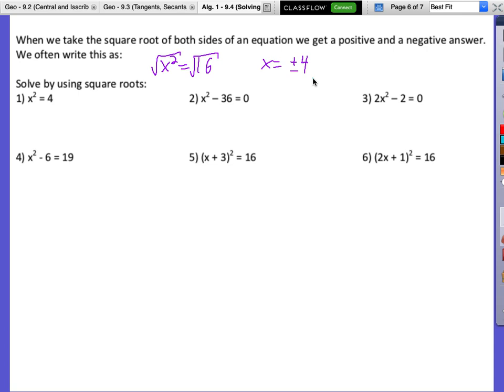The reason it's positive or negative 4 is if we have this original equation, x squared is equal to 16, if we were to plug positive 4 in for x, it would work. Because 4 squared is, in fact, 16. So that checks out. If we plug in negative 4 for x, what is negative 4 times negative 4? 16. So does this one work as well? So both of them are solutions.